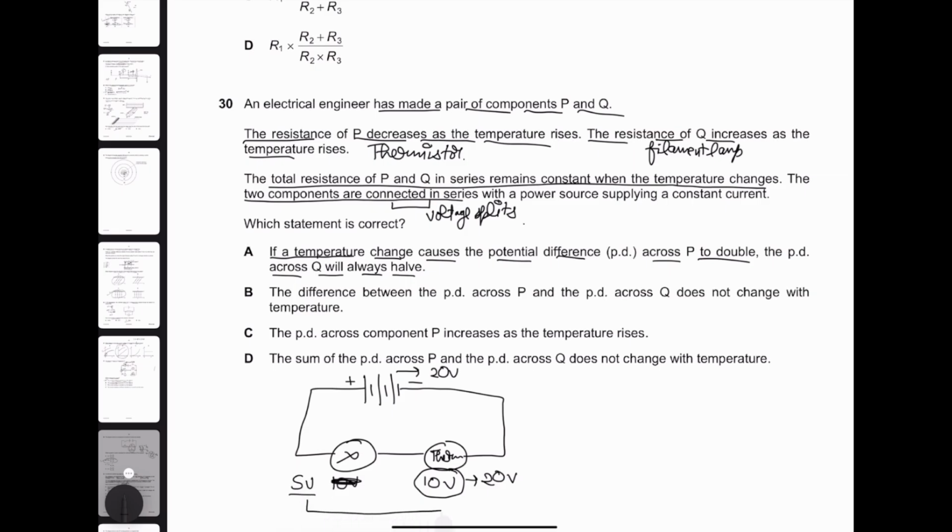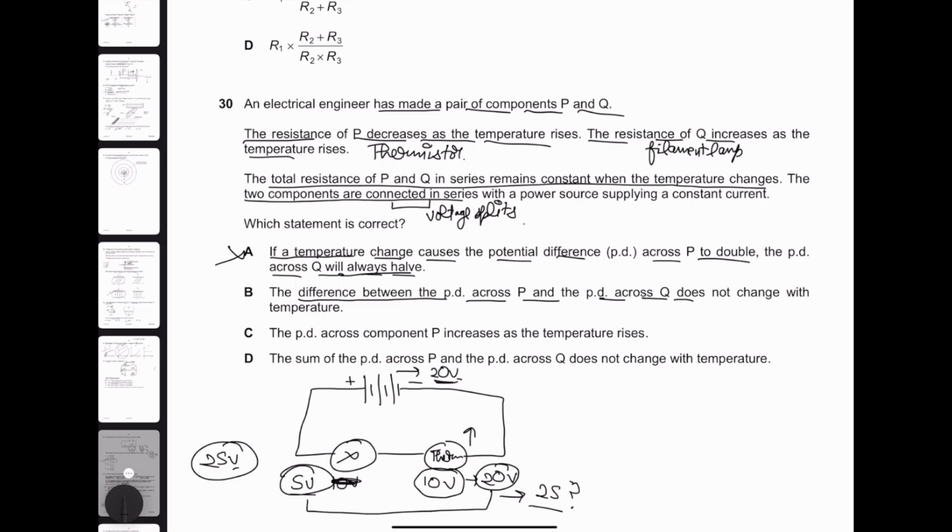Now just think about it. Is the sum adding up to be 25? It's not, right? So it's not always the case. The statement is simply saying if one of them gets doubled, the other one should be halved. And if we try to do that, the numbers themselves are not adding up. This is 5, this is 20, so this is giving you 25. But what is the total voltage? 20. So this doesn't make sense. This is wrong. The next option says the difference between the potential difference across P and across Q does not change with temperature. It does change.